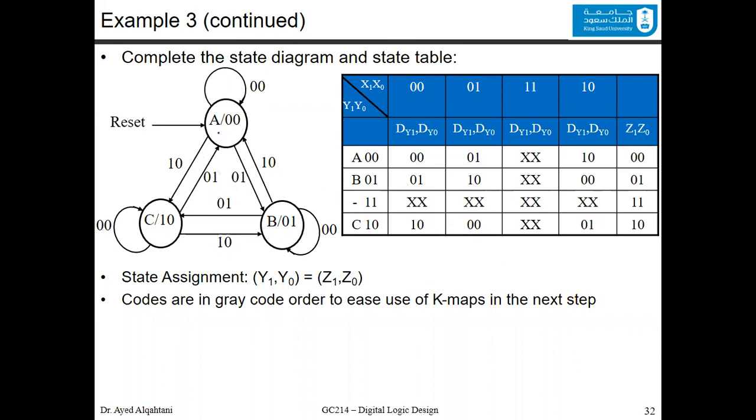Now, the outputs. If you were asked what is the model that we used in this state diagram, you know that this is a Moore model because the outputs are associated with the states. This means that the outputs Z0 and Z1 are going to match the current state. So whatever you have in the state is going to be in the output.